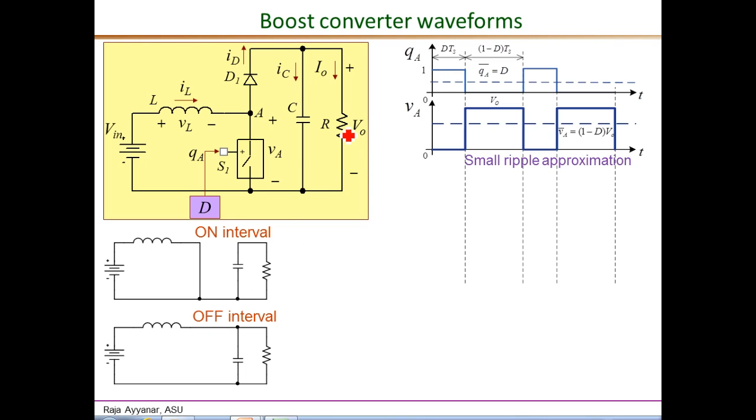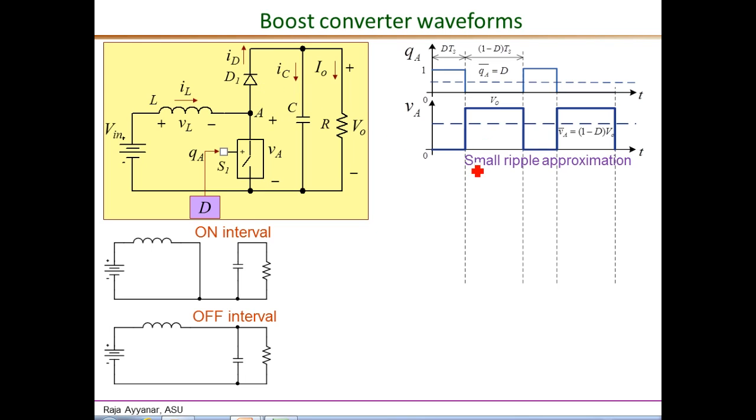So the first waveform is that of the gate drive waveform Q sub A. When Q is 1, the switch is on, and when Q is 0, the switch is off. And they define the D Ts and the 1 minus D Ts intervals respectively. Then the pole voltage waveform V sub A with respect to the ground, as defined here. This would be the same as the switch waveform, and we have seen this waveform in the previous slide. So this switches between 0 when the switch is on, to the output voltage Vo when the switch is off and the diode is conducting.